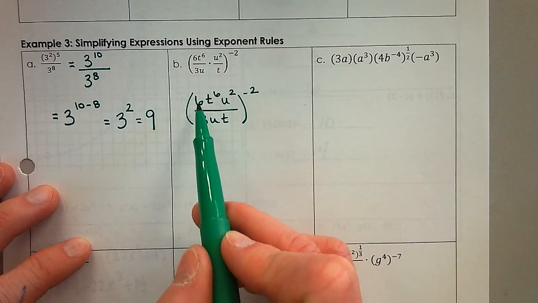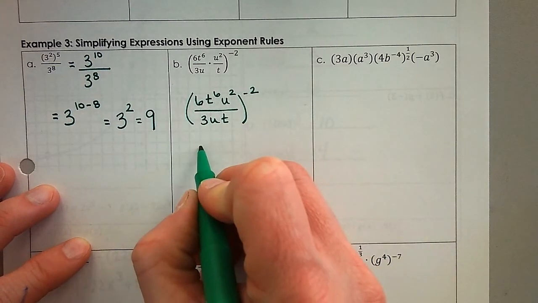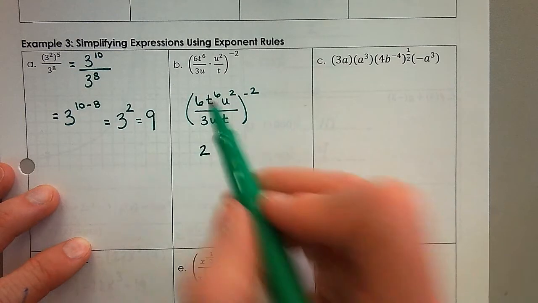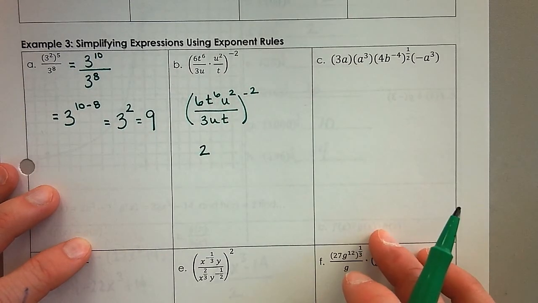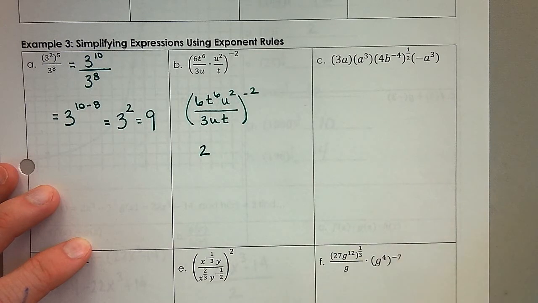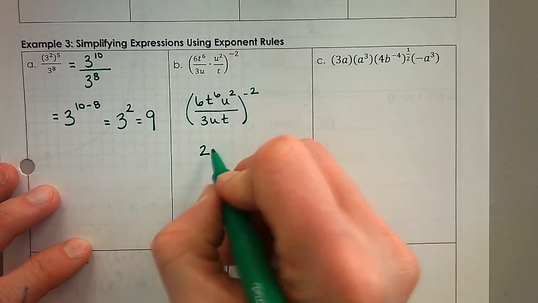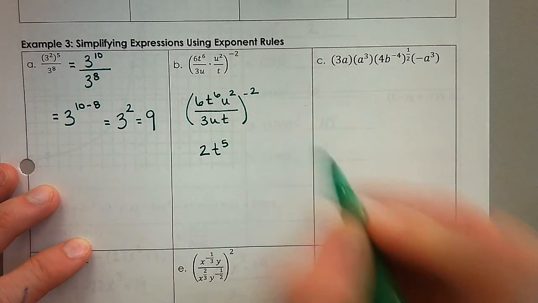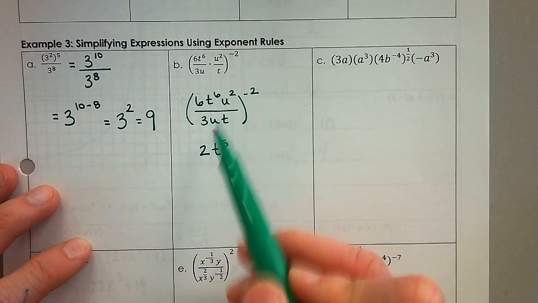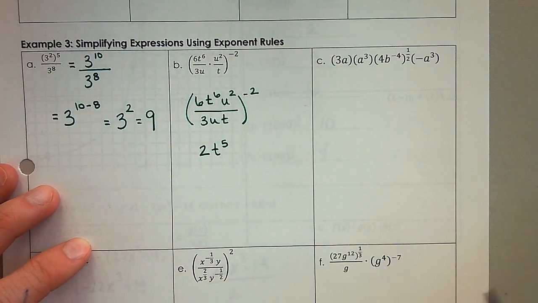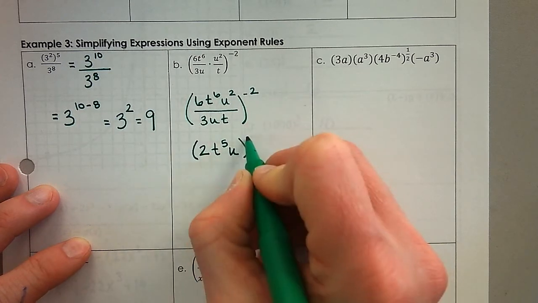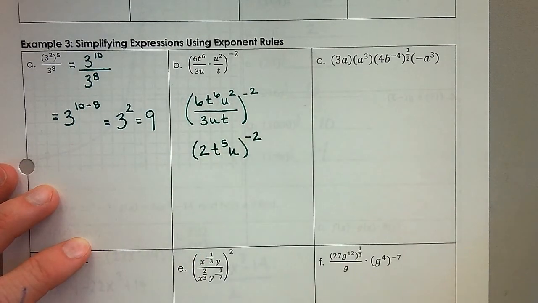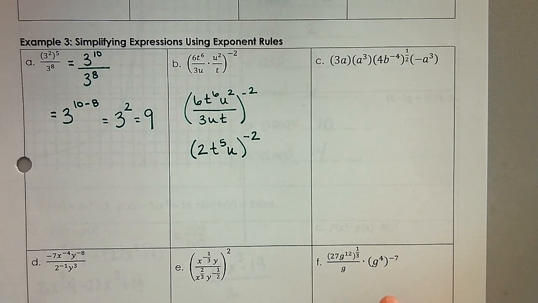So let's look. 6 over 3 is 2. T to the 6th over t would be what? 6 minus 1, so it would be t to the 5th. Okay? U squared over u, what would that be? Just u. Raised to the negative 2. Okay, so that means everything is getting that negative 2.